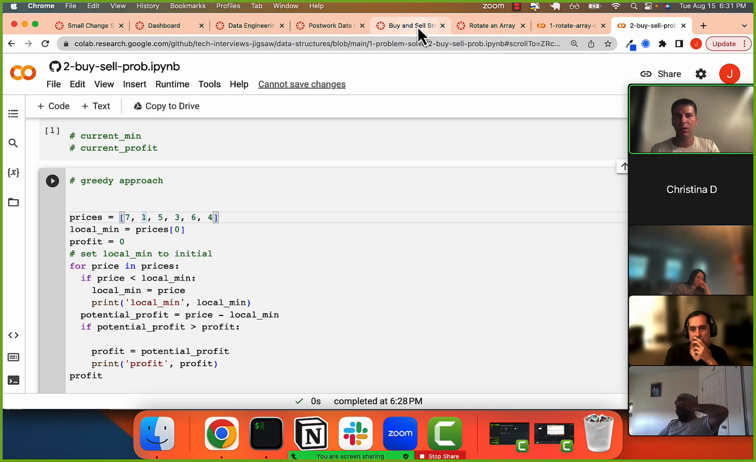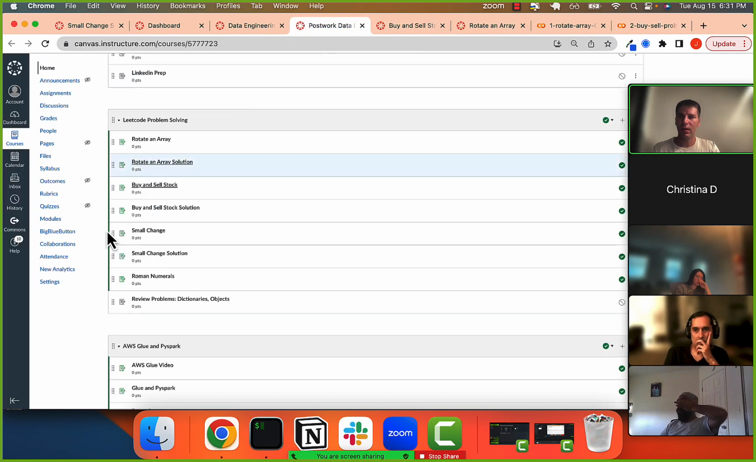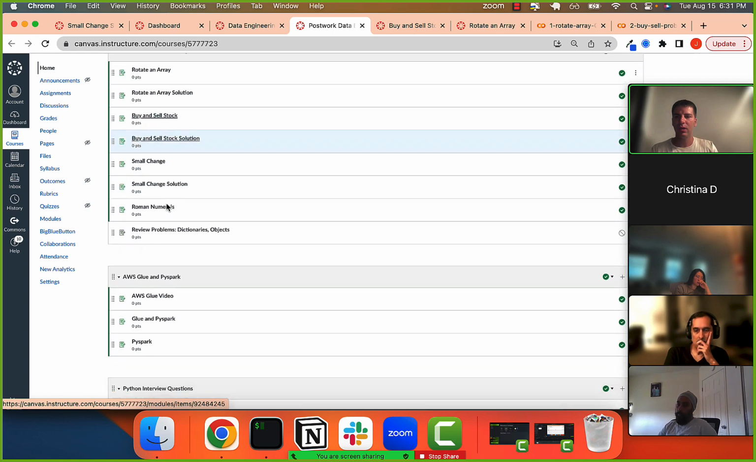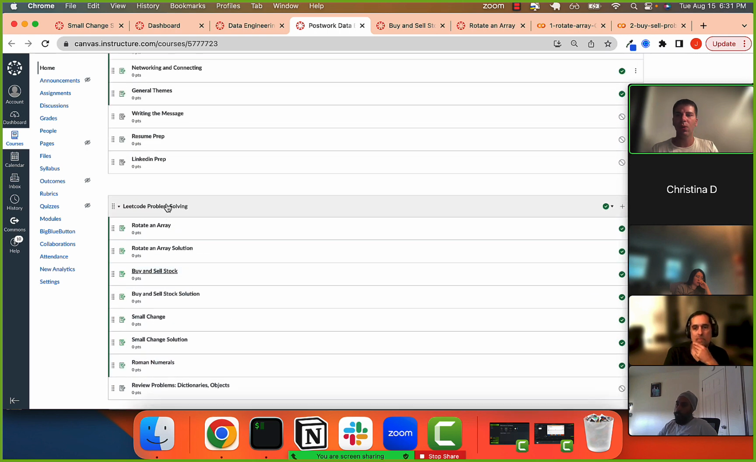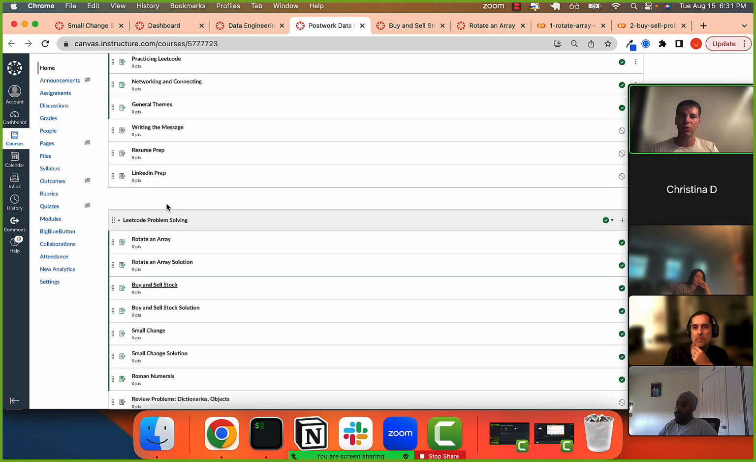I wrote this out. If you look at the buy and sell stock solution, I wrote this out. We'll go through this again on Thursday, and then we'll probably go through some more classic data structure work with Python, and then apply that. So arrays and hashes and calculating big O of those components.